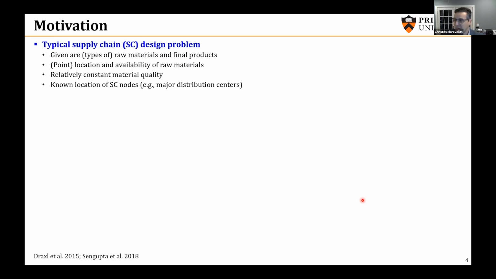So in a typical supply chain, and I would say in the majority of the works that have appeared in the past, we are given these 4 bullet points, right? So we are given the raw materials and the final products. There isn't so much flexibility in terms of the raw materials that we can use. The location and the availability of the raw materials is usually known, and it doesn't change necessarily over time. There is relatively constant material quality. And then finally, the nodes in the supply chain are known. Even when they are not known, we choose from a known set of nodes.